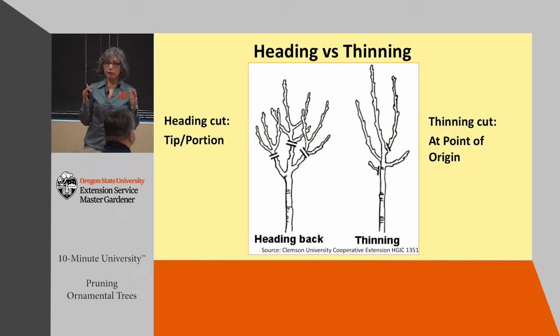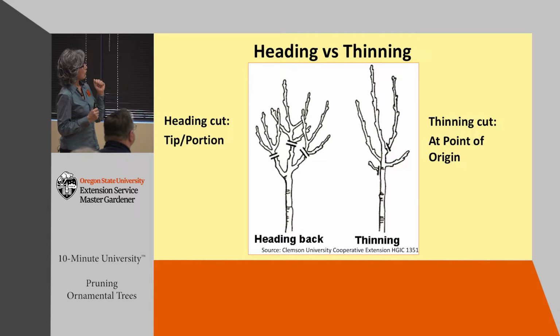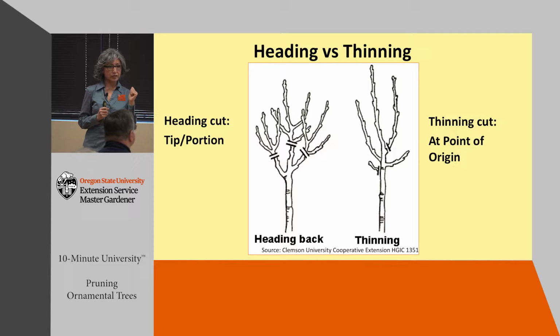Now that we know what pruning can do in helping us create a useful framework in trees, let's look at the two major types of cuts. One is called heading cut and the other thinning cut. Heading cut, basically look at a branch and remove a portion of it. Doesn't matter how big a portion. It could be just the tip or lower down, any part of it. And a thinning cut, take a branch, you will cut it all the way to its point of origin. So it's the entire branch is gone.